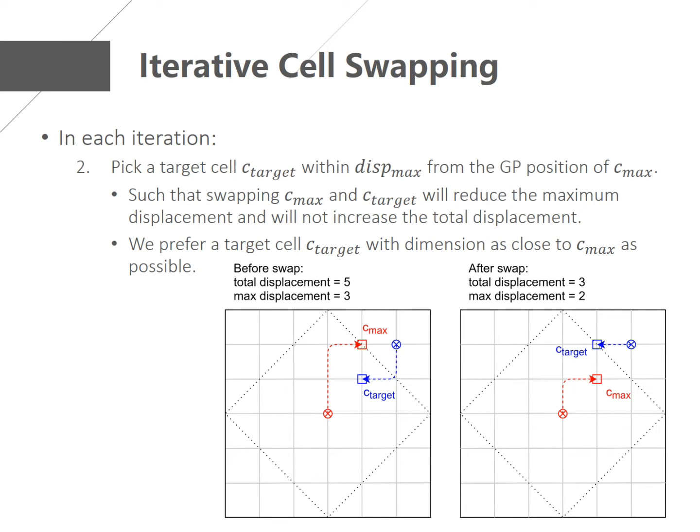Then, we will pick a target cell C-target within displacement max from the GP position of Cmax. This is the C-target we found. If swapping Cmax and C-target reduces the maximum displacement and will not increase the total displacement, we swap those cells. We can see that in this case, after the swap, total displacement and maximum displacement has decreased, so we will keep the result.